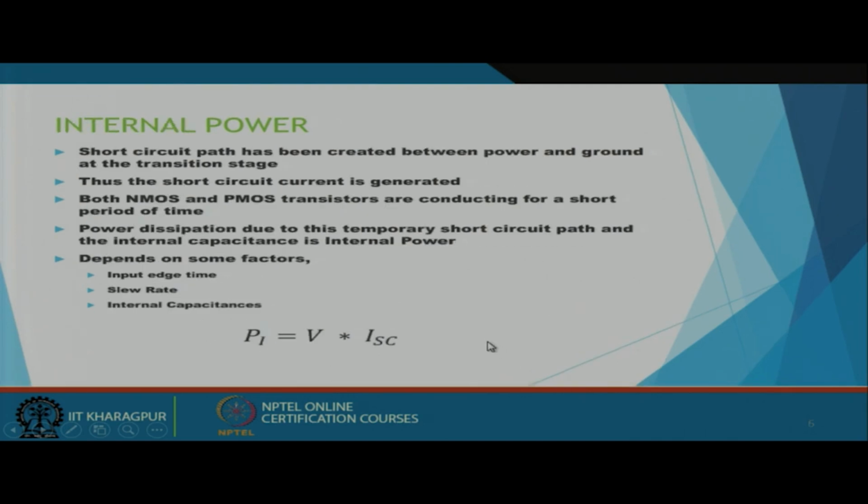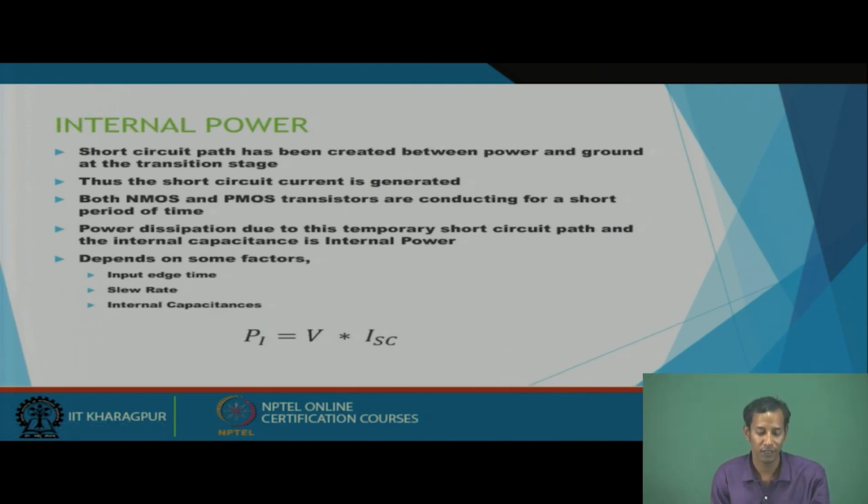Okay. So, then the internal power is the short circuit path which has been created between the power and the ground at the transition stage. Thus, the short circuit current is generated, and because of this short circuit current, both NMOS and PMOS transistors are conducting for a short period of time, which consumes power dissipation due to this temporary short circuit path. Depending on the factors, the input edge time, slew rate and internal capacitance, the internal power is the voltage multiplied with the short circuit current.